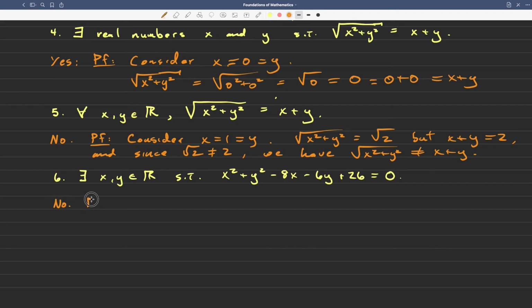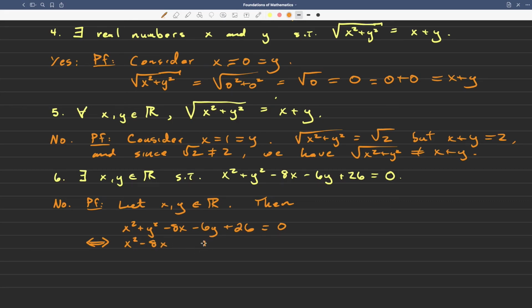So no, and the proof of it is, the negation of the statement would be for every x and y, that expression is not equal to 0. So I'm going to let x and y be any two arbitrary real numbers. Then the equation x squared plus y squared minus 8x minus 6y plus 26 being equal to 0 is equivalent to the equation, let's see, here's where I do the little completing the square business. x squared minus 8x, let me leave a little space there. Then I've got plus y squared minus 6y. Let me leave a little space next to that. And then I have plus 26 equals 0.